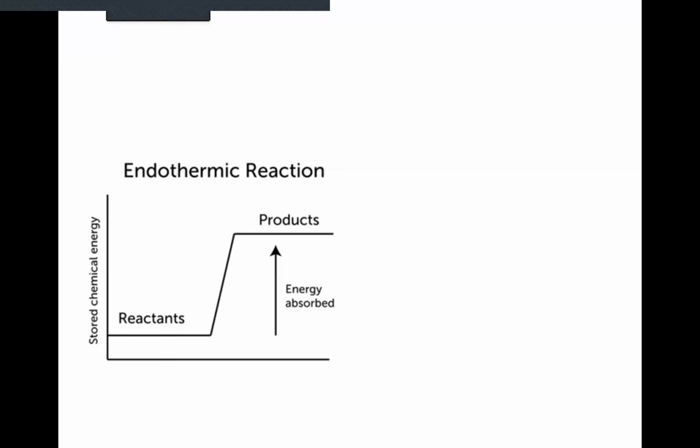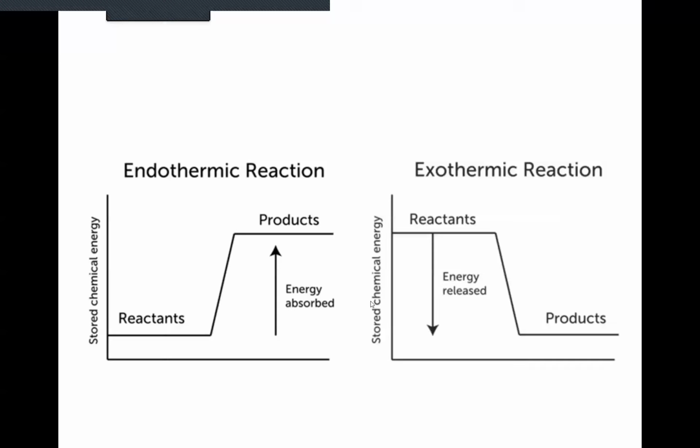So in the case of an endothermic reaction, the reactants are low down in chemical potential energy and the products are higher up. And as the reaction progresses, you need to climb up an energy hill. That's the amount of energy absorbed from the surroundings.